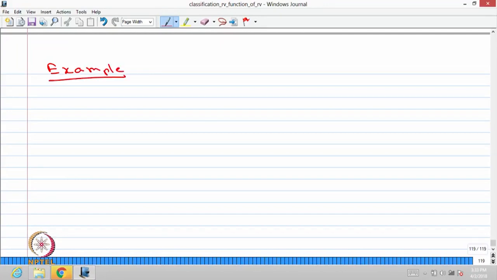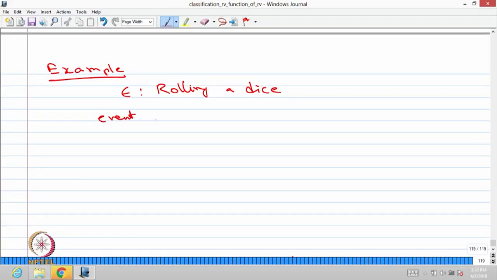As an example, the random experiment is rolling a dice. For simplicity, we assume that it is a fair dice. Event A is getting a number 5. Event A is nothing but getting a number 5.